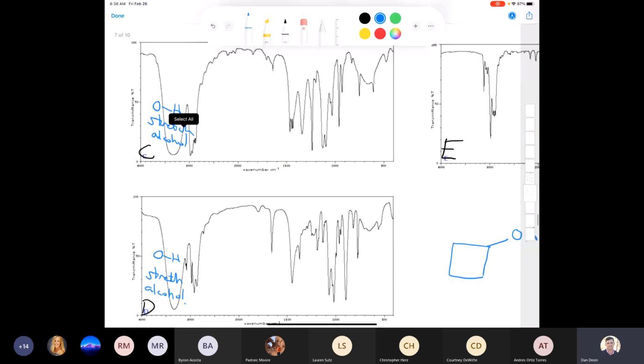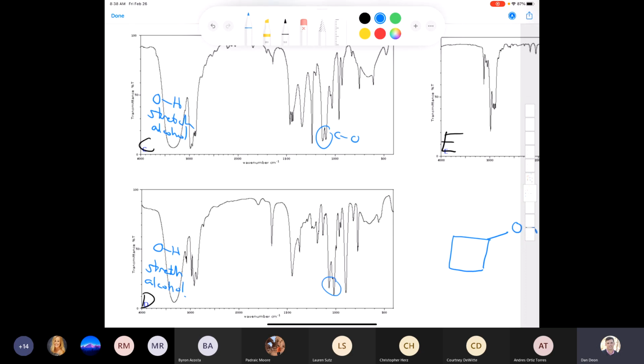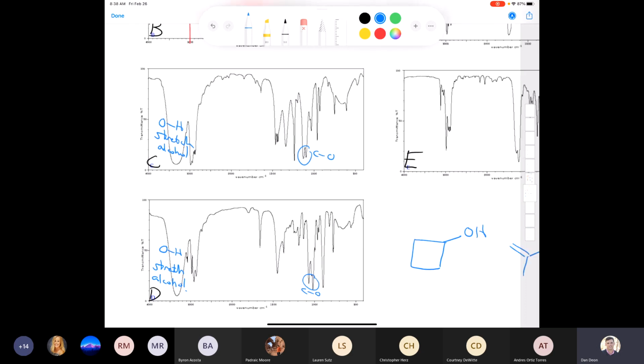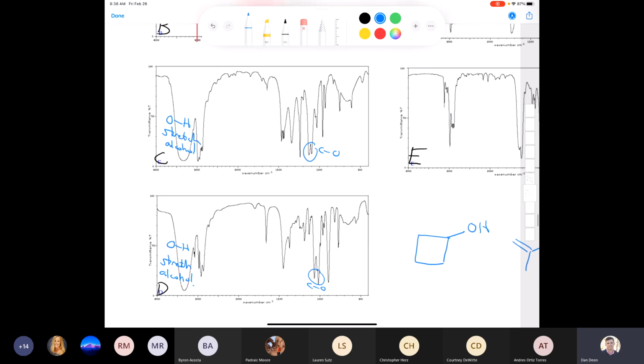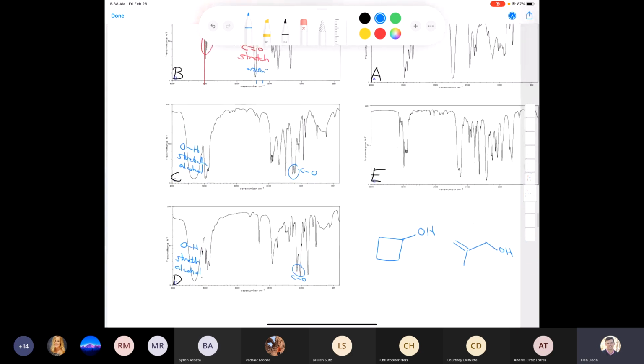If we zoom in on these, we see 1,000. So here's probably my carbon oxygen stretch. Same thing here. This is my carbon oxygen stretch. But if we want to differentiate between these two, could anybody tell me which one has the alkene in it? Because one of them is an alkene and one of them isn't. D. Yes, I like the way you think, Byron.